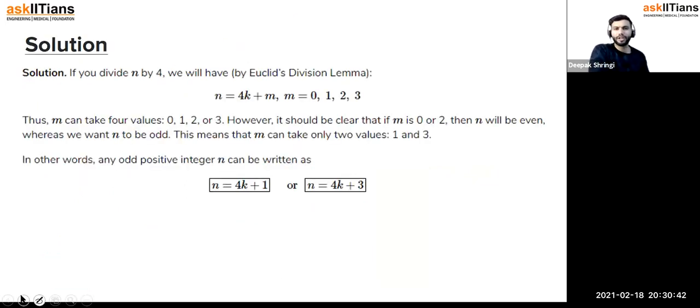Perfect. Look, here they have given the solution: m can be 0, 1, 2. This is what I told you. So the possible values can be either 1 or 3, right? Okay, got it?